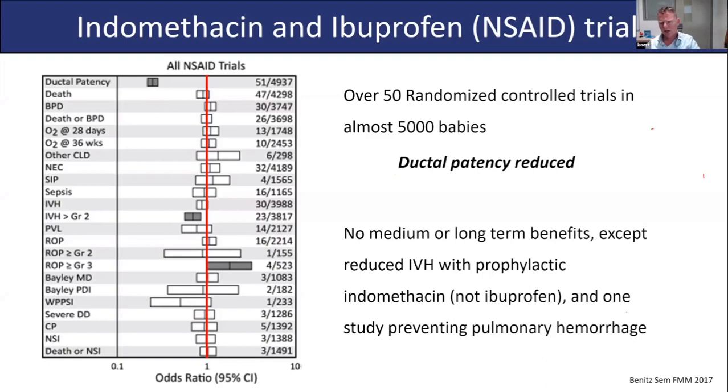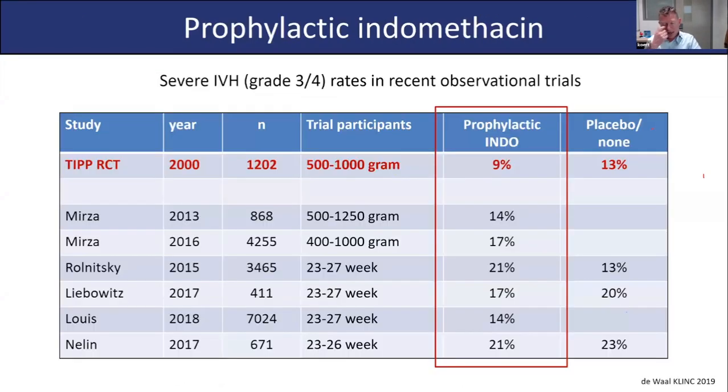And there was one small study preventing pulmonary hemorrhage. So what is going on? Even prophylactic indomethacin, and I made this slide last year, where I sort of summarized recent observational trials and looked at the rates of severe IVH, grade 3 and 4. In the original TIP randomized controlled trial with prophylactic indomethacin, that rate was about 9%. But in trials later on with sort of comparable sizes, sometimes even bigger, those rates were never matched ever again in clinical practice, which is very disappointing.